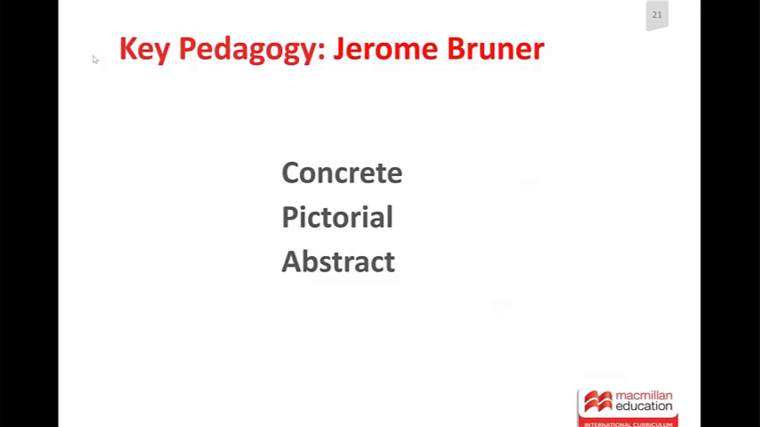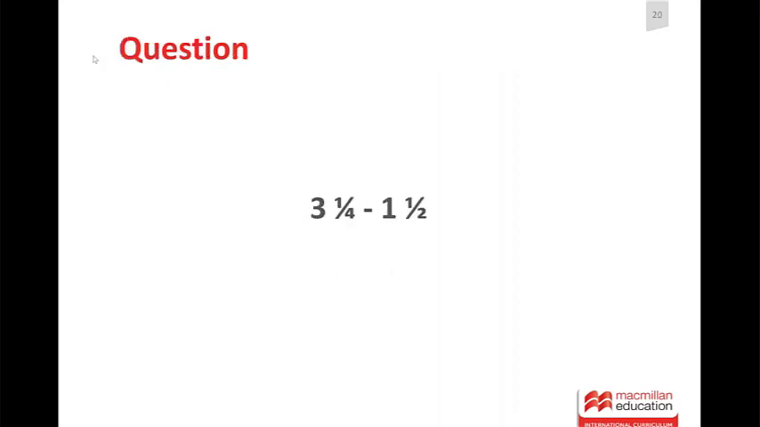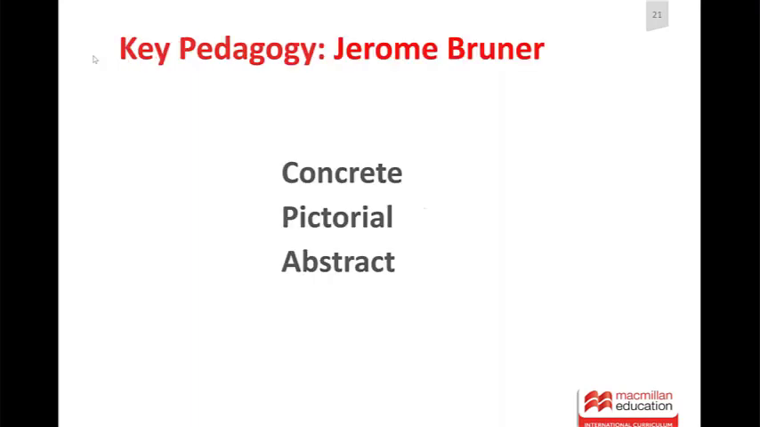The key pedagogy we talked about in today's session is from Jerome Bruner, the CPA approach. He actually called it something slightly different, but we now call it the CPA approach, which is the concrete pictorial abstract approach. And it just means to start off using concrete materials. So you might ask, the question that we just did here, 3 1/4 take away 1 1/2, how would you use concrete? What I would say is I would just use paper. So I would just use a square paper like this, and I would say, let's try to create 3 1/4. So we do that. And then can we take away 1 1/2?